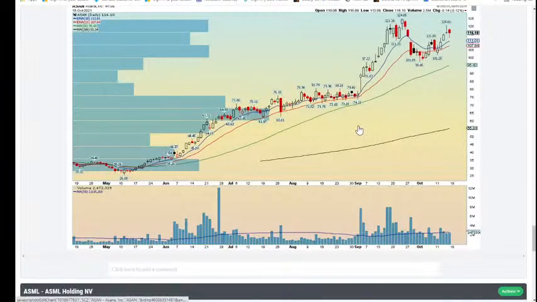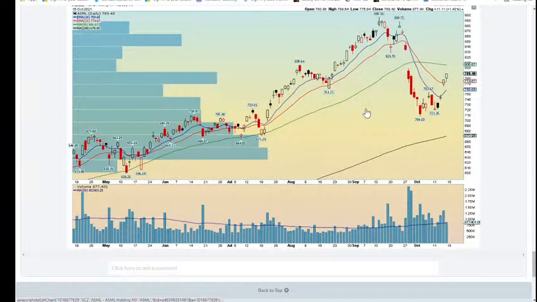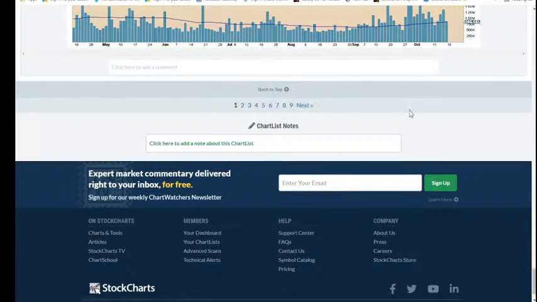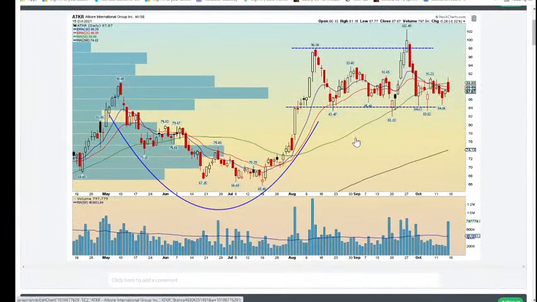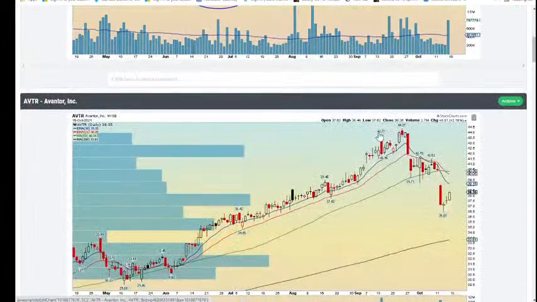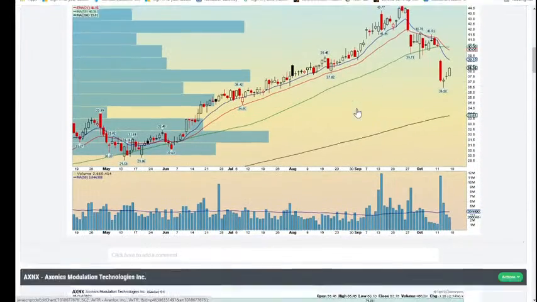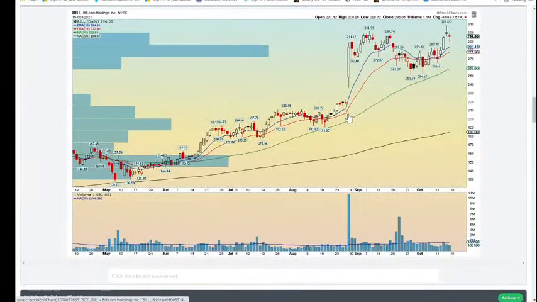So back to what we're looking at, we'll go through this quick list here. I'll flip through the IBD 50, so obviously ATKR. I've got lines drawn on some of these, kind of what I was looking for on the setups on a few of these. I just updated this list, so a lot of my lines are gone, so I'll go back through and draw those, what I'm looking for.